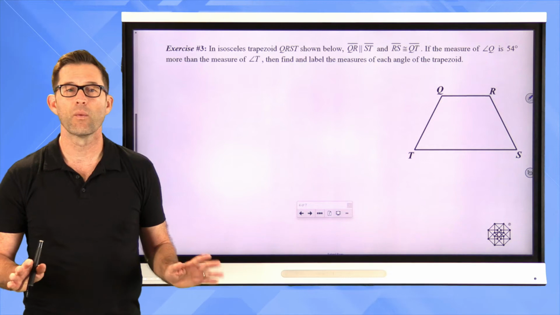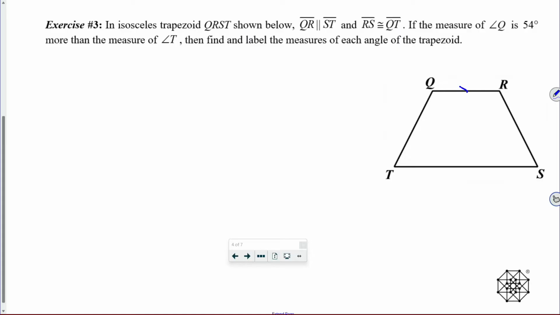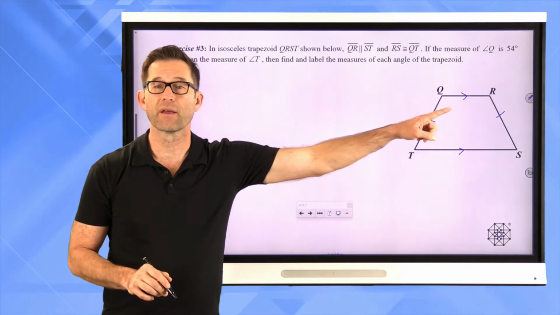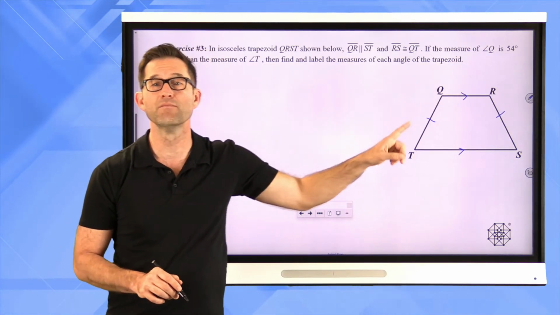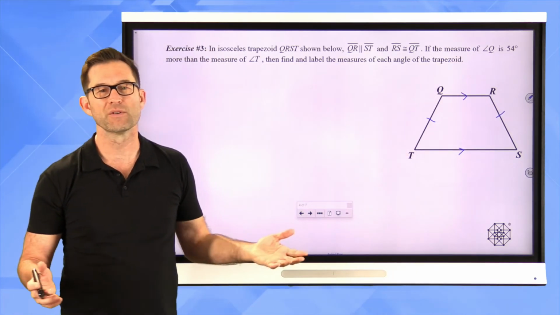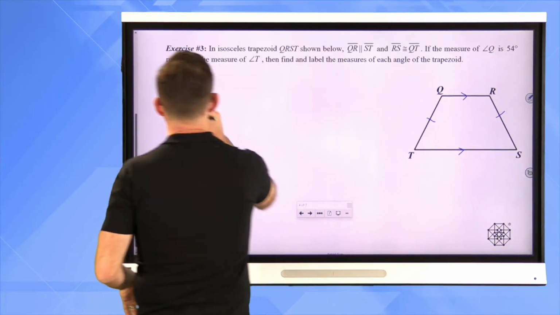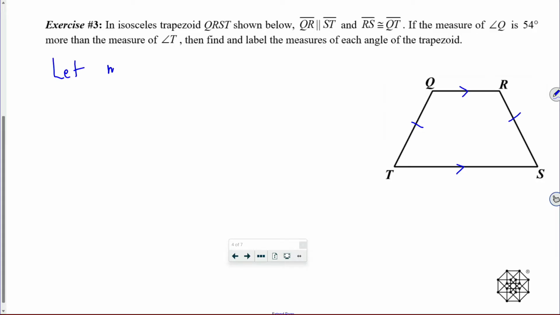All right, so I just want to mark some things up. I know that this is parallel to this. I know this is congruent to this. And I've been told that the measure of angle Q is 54 degrees more than the measure of angle T. Anytime you see something like that, it's natural to say, let the measure of angle T be equal to x, and let the measure of angle Q equal x plus 54. And those are right here, x and x plus 54.